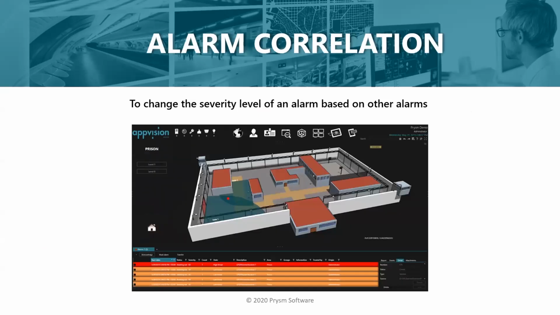The alarm correlation is mainly to change the severity level of an alarm based on other alarms. To say, how can I secure a specific zone with 2, 3, 4, 5 systems, and how can I have an effect on the severity level of the alarm to make it appear first.